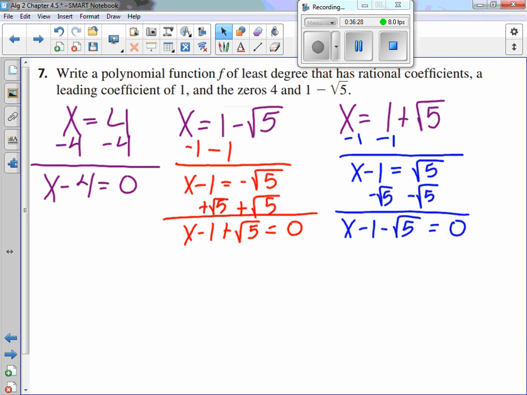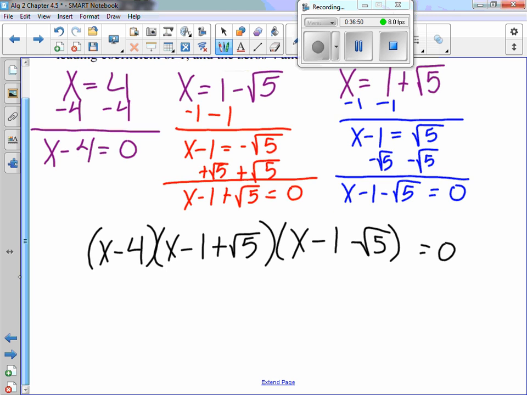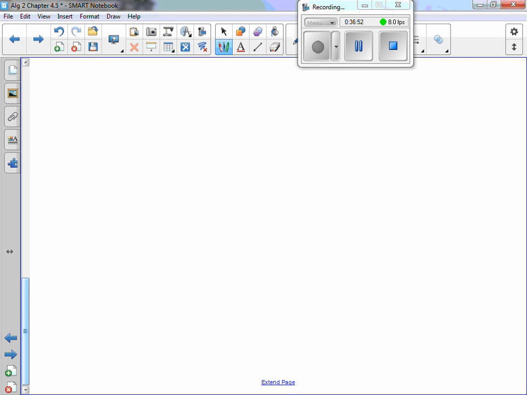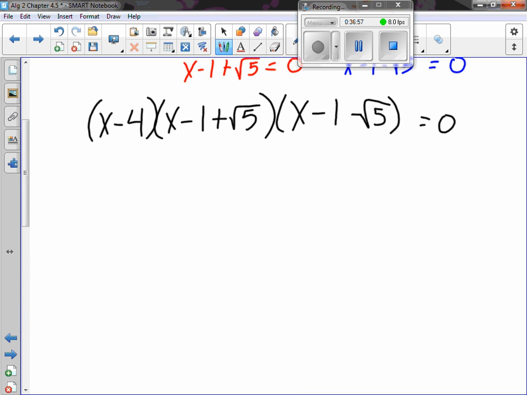So we would have x minus 4 times x minus 1 plus the square root of 5 times x minus 1 minus the square root of 5 equals 0. Any questions on how we got to this part here? We good with this here so far? Yes?